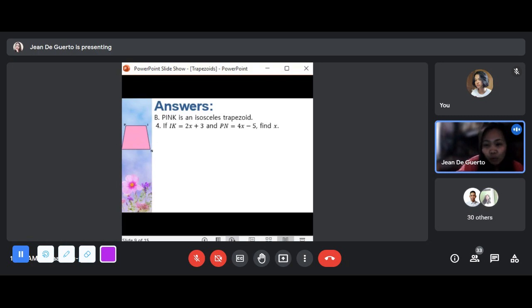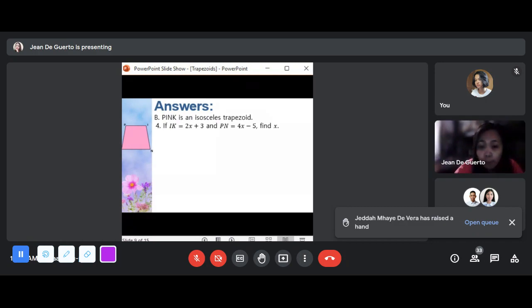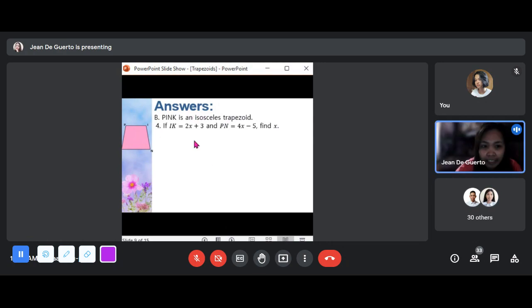Tapos na yung value, nahanap nyo na yung value ni x. Ma'am, 4 po. X is 4. Check natin. So, since IK and PN are diagonals, they are congruent. So, yun yung equation natin. Actually, yung 4x minus 5 pwede nyong ilipat dun sa kabila. They are just the same. Okay? So, combine similar terms. Therefore, x is 4. Nakuha nyo din?